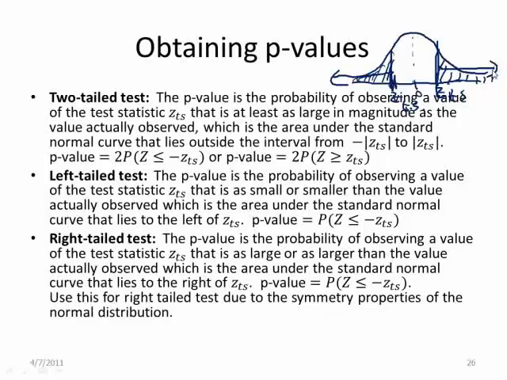But since the normal distribution is symmetric, depending on which side you're on, all you have to do is compute that probability and double it. Okay, that's all there is to it.